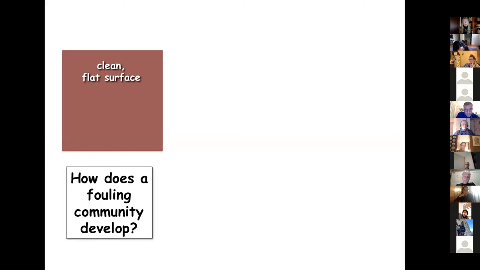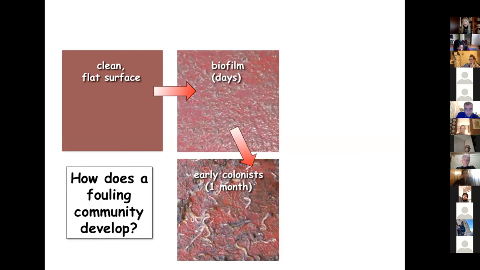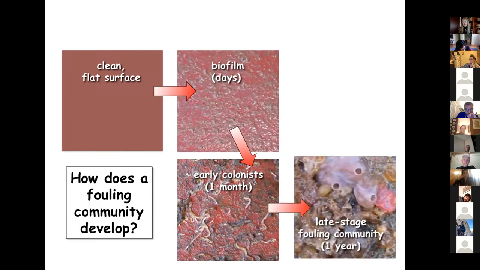And first, we should think about how a fouling community develops. So if you hang a clean flat surface off a dock or put your shiny new boat in the water, after about a day, it gets covered with microorganisms that form a biofilm. And after about a month, early invertebrate colonists such as these tube worms start showing up.